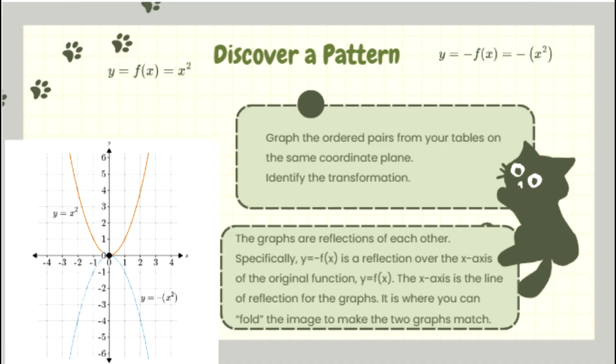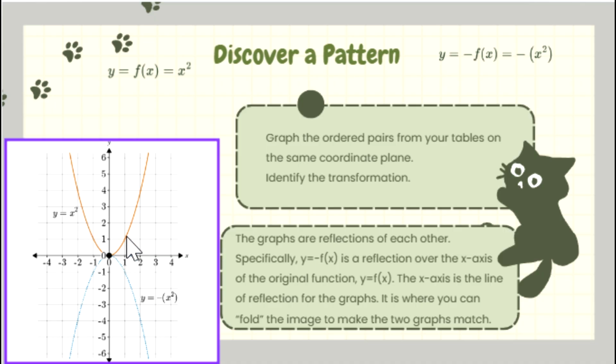This is what it looks like when it's graphed. This is the original one. It's a positive parabola. And the new one, negative x squared, is a negative parabola. The graphs are reflections of each other. Specifically, when y equals negative f of x, it's a reflection over the x-axis of the original function y equals f of x. The x-axis is the line of reflection for the graphs. It is where you can fold the image to make the two graphs match.